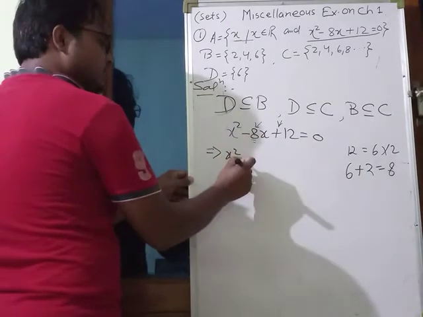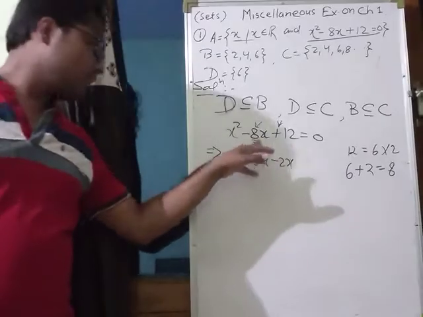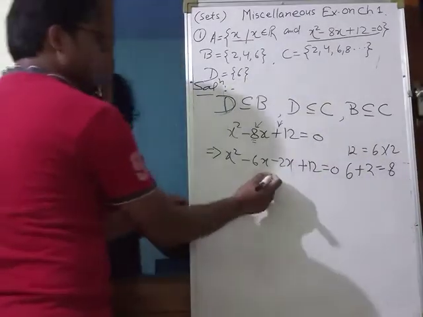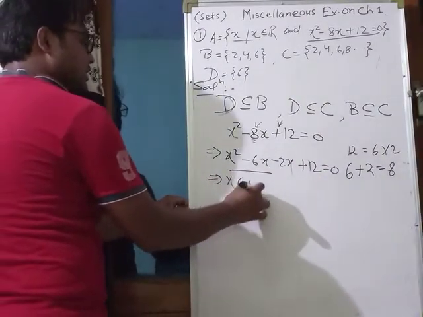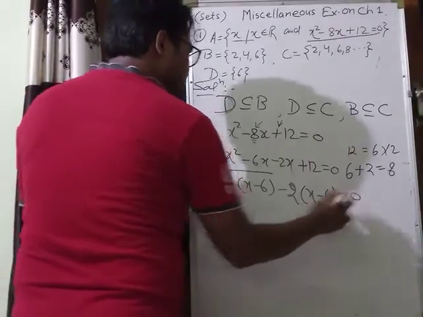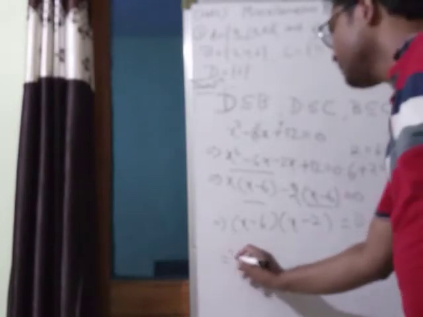So it can be solved in this way. x square, this 8x can be written as minus 6x minus 2x. You can see minus 8x can be written as minus 6x minus 2x plus 12 equal to 0. Now from these two terms you can see x is common, so x minus 6, and from minus 2x and plus 12, minus 2 is common, that is x minus 6 equal to 0. Clearly now x minus 6 is common, so here will remain x minus 2, equal to 0. So from here we have x minus 6 equal to 0 and x minus 2 equal to 0. Clearly x is equal to 6, x is equal to 2.